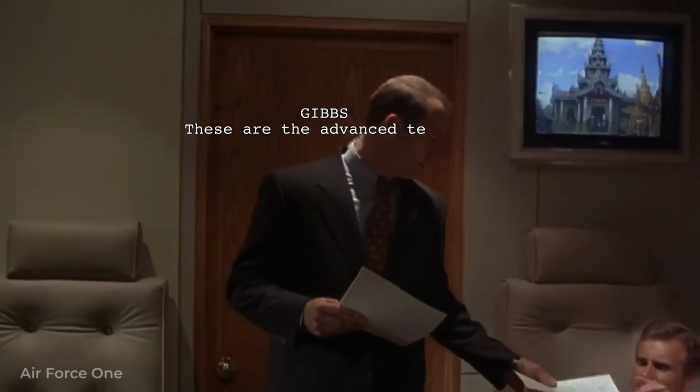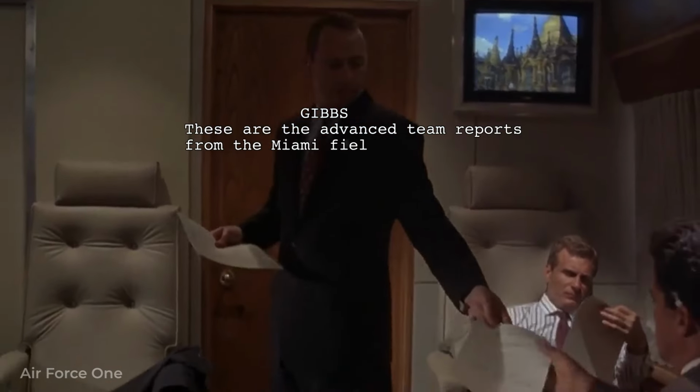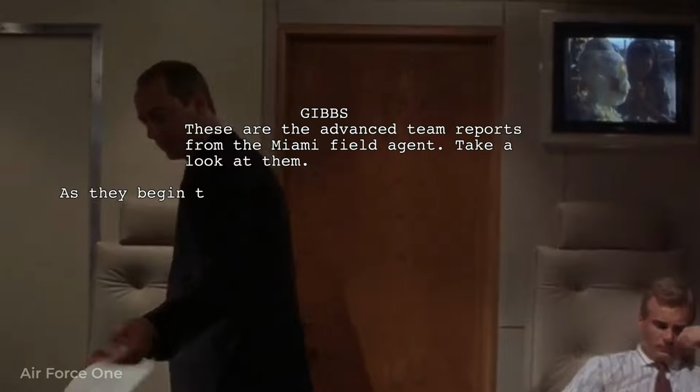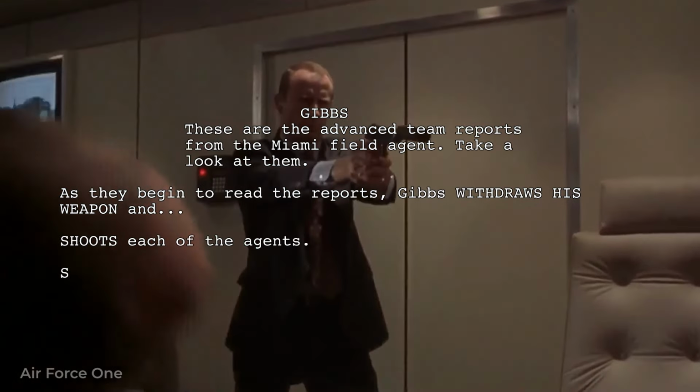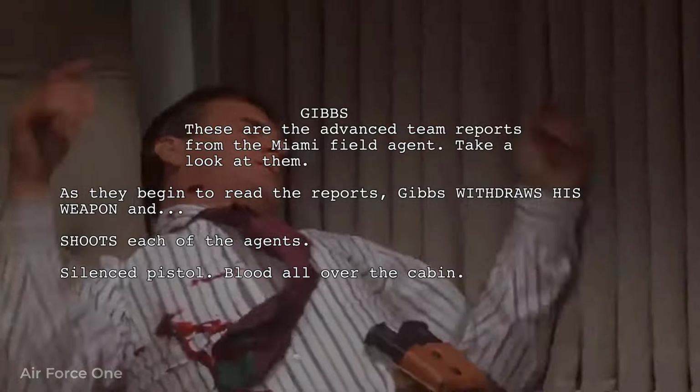These are the advanced team reports from the Miami field agent. Take a look at them. As they begin to read the reports, Gibbs withdraws his weapon and shoots each of the agents. Silenced pistol, blood all over the cabin.